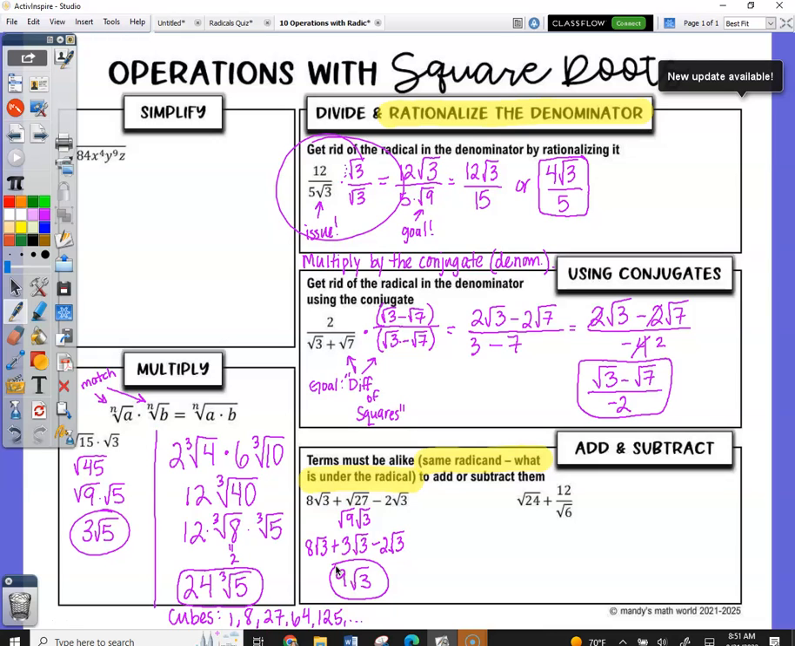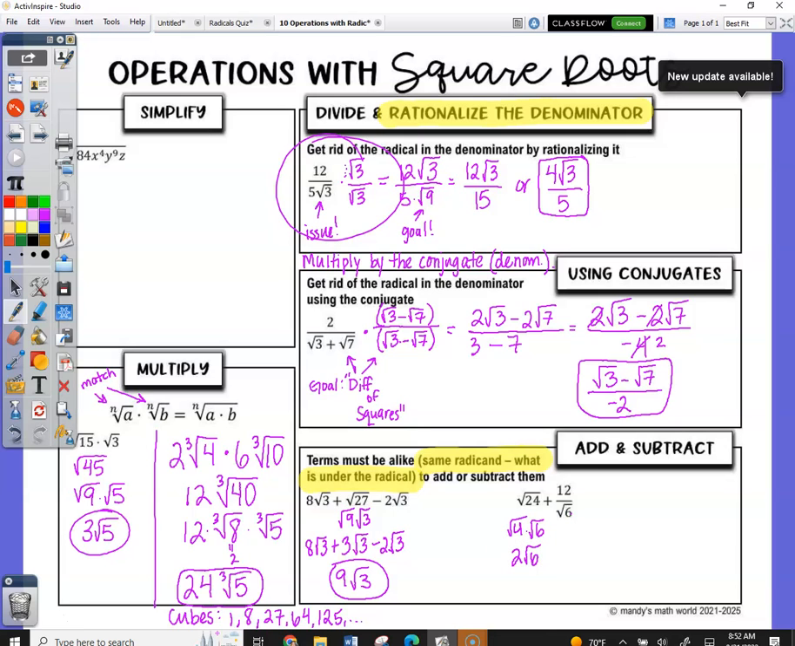All right, look at the next one. It's a combination of adding, but then also we have a problem right here, right? And we have a simplifying. So 24's got to be broken down, and this has to be rationalized. What perfect square goes into 24? 4 and 6, so that ends up being 2 square root 6, right?